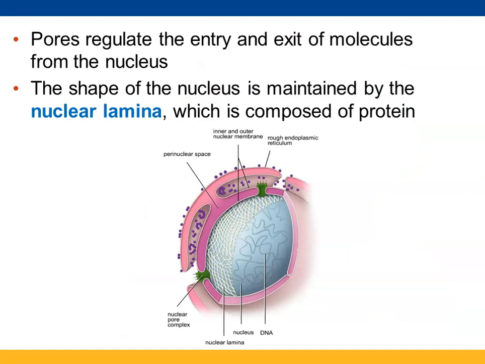So as I said, pores are going to regulate what enters and exits. How the nucleus is able to maintain its shape is what's called the nuclear lamina, and it's basically just a framework. We'll spend a little bit more time talking about that when we get into the different filaments that help to provide structure and support for the cell. But the nuclear lamina is primarily made of protein.